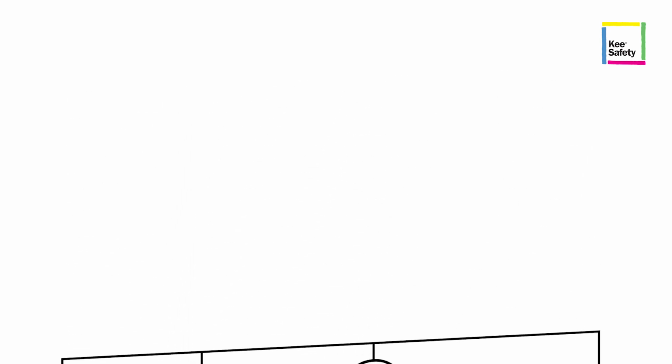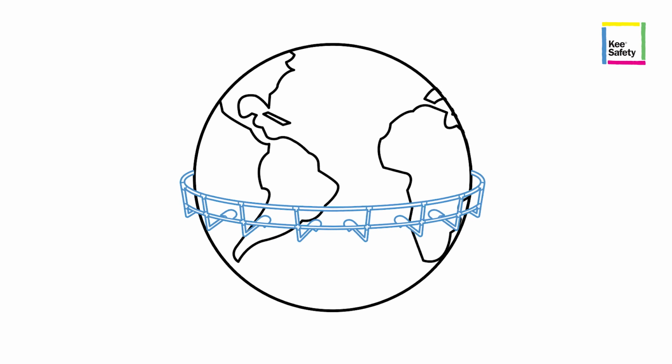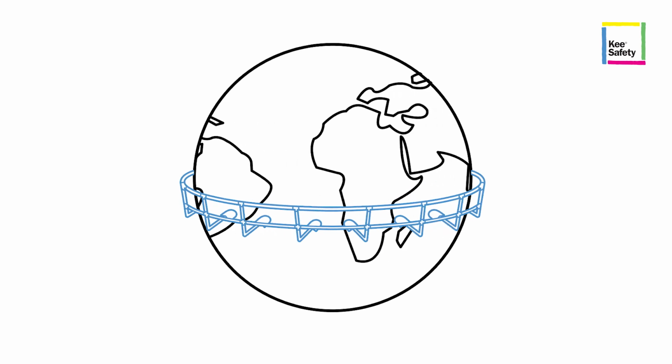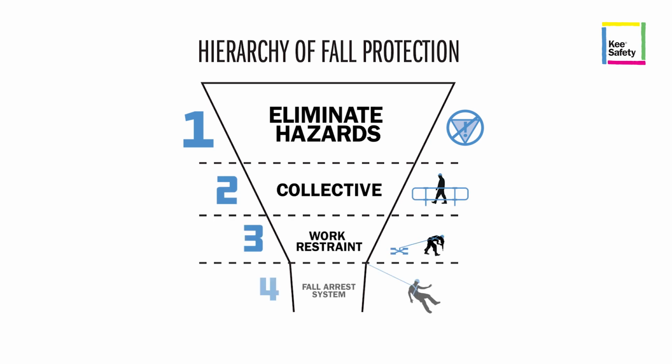Now that you know the different requirements for unprotected edges, what's the solution? At Key Safety, we've been protecting roof workers all over the world since 1934 and have a wide range of OSHA-compliant products for unprotected edges. In addition to the risk assessment matrix, we also use the hierarchy of fall protection to determine the safest, most appropriate solution for your specific situation.